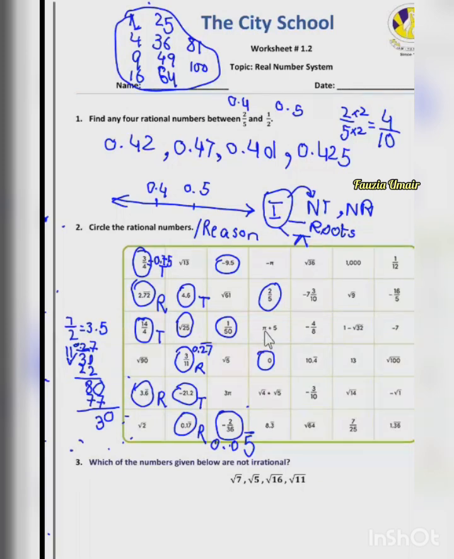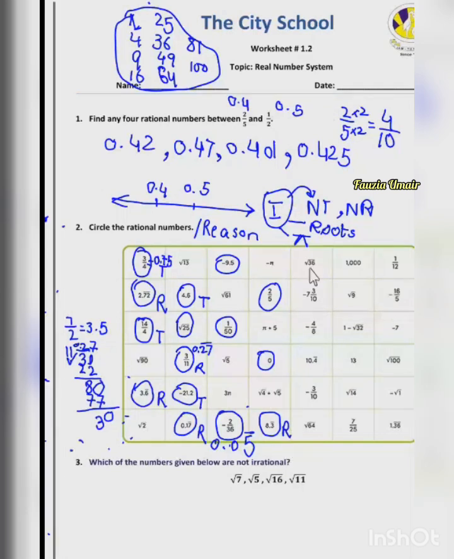Just like pi is irrational, but 5 is rational, when they are added together, the answer is irrational. So that is also an irrational number because of square root of 5. So next is 8.3 with the bar. It's rational, a recurring decimal.